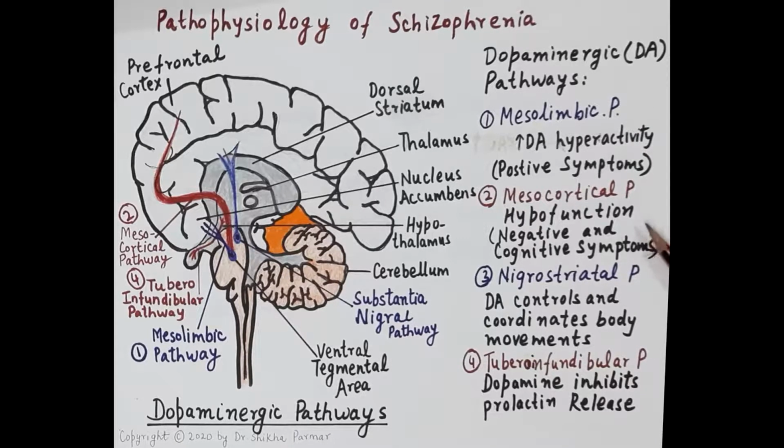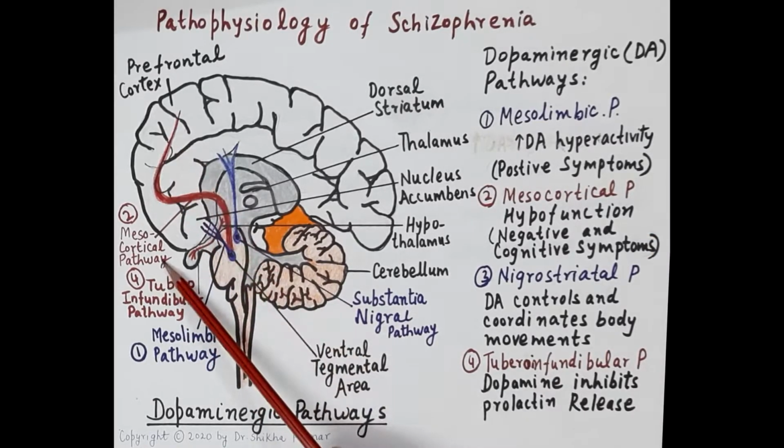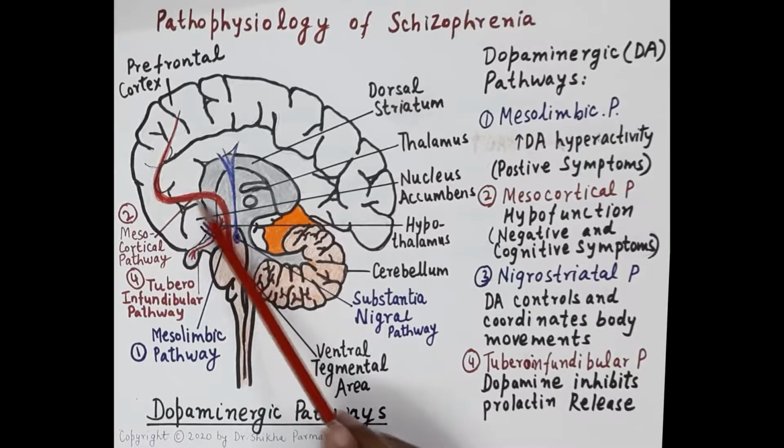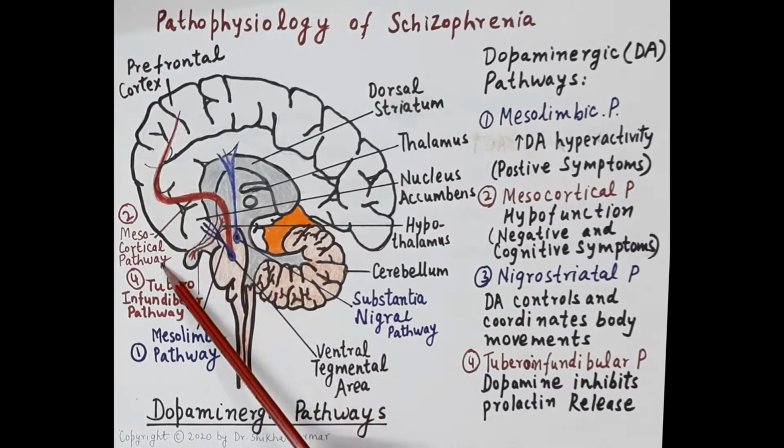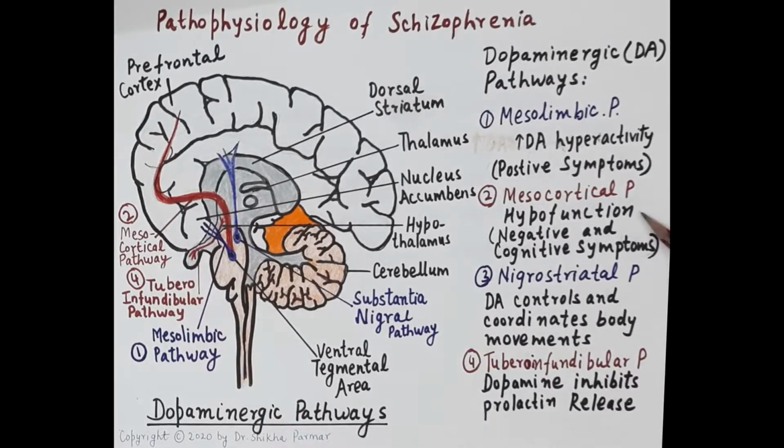Second dopaminergic pathway is the mesocortical pathway. I have shown the mesocortical pathway here in the red color. This mesocortical pathway extends from the ventral tegmental area to the prefrontal cortex. This red color is the mesocortical pathway. And this mesocortical pathway is found to be hypofunctional in schizophrenia. And hypofunctioning of the mesocortical pathway is responsible for the negative and cognitive symptoms of schizophrenia.